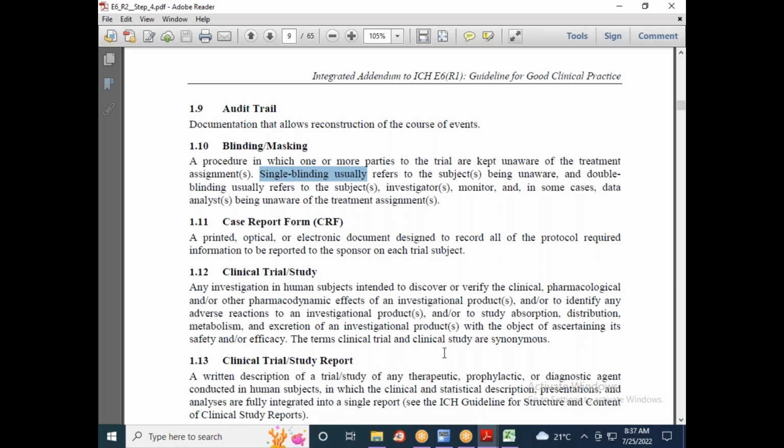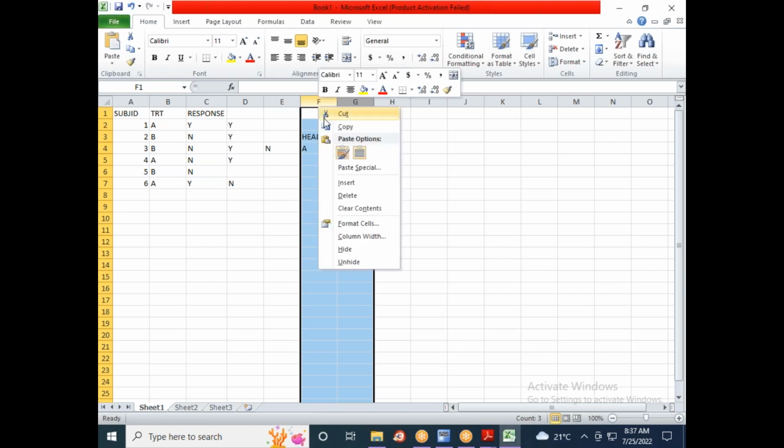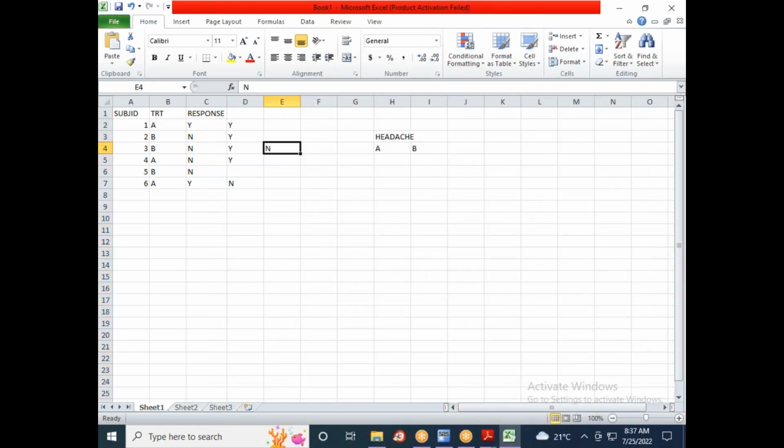Till then the person responded yes for placebo. After that, whenever I ask for a response, he will say no, no, no, no, no. Correct? Because the subject knows he has taken placebo, right? So the trial cannot be genuine. This is not genuine information, correct?